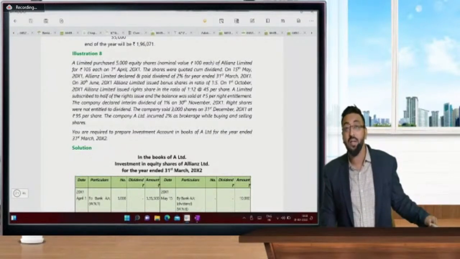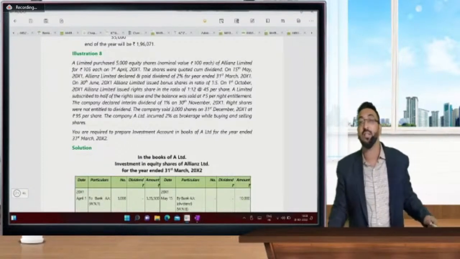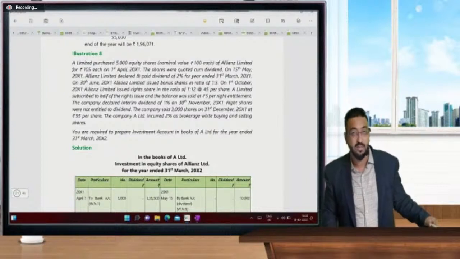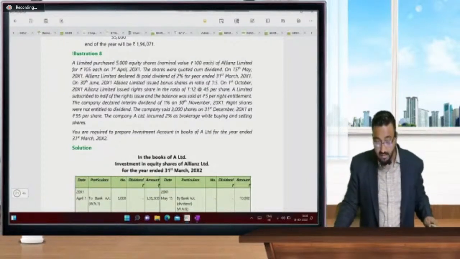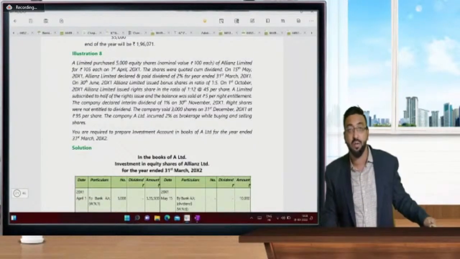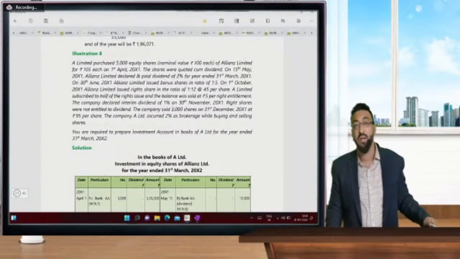Asset, liability, income, expenditure, and capital. Asset shows debit balance, liability shows credit balance, expenses show debit balance, income shows credit balance, and capital shows credit balance. As you are aware of all these points, friends, we started with bonus shares. That is the first step. That was the first chapter. After that, we completed redemption of preference shares, then redemption of debentures, and now we have started with the investment chapter.